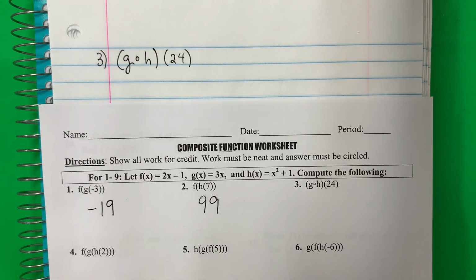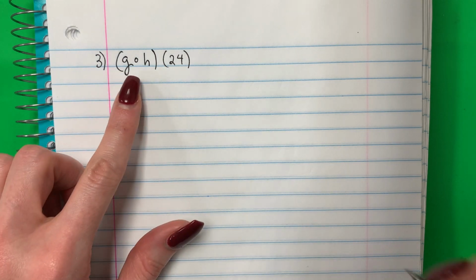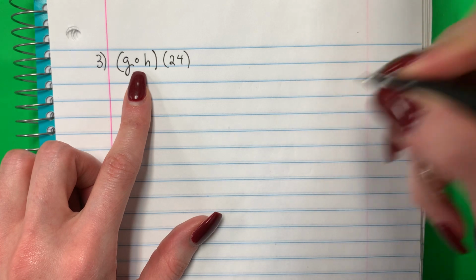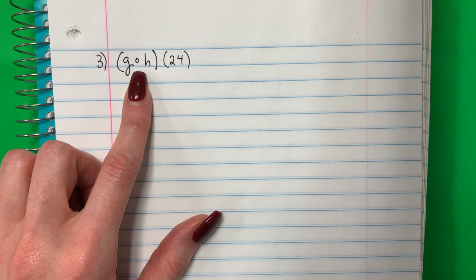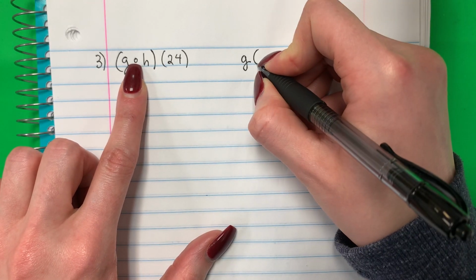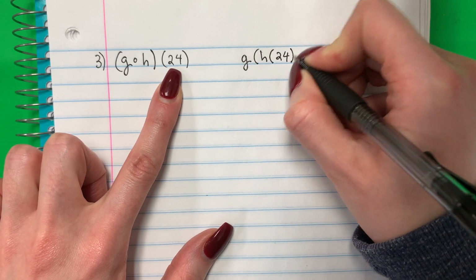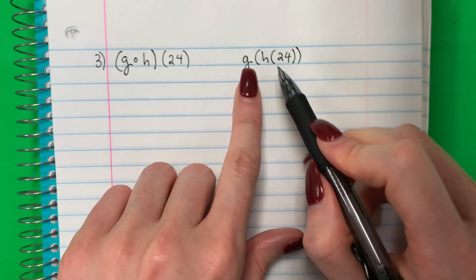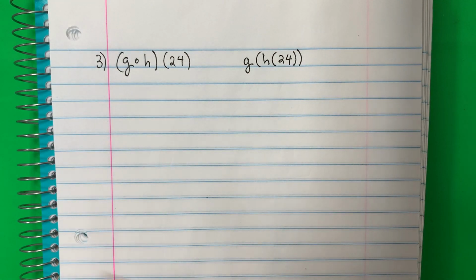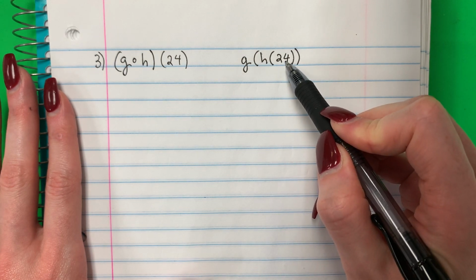Okay, so this looks a little different. Se mira un poquito diferente. But let me show you. This is actually the same thing. Es la misma cosa. So I'm going to rewrite it. Voy a escribir como antes. I'm going to write it like before. G, this is like a parenthesis. H, parenthesis, 24. And then the double parenthesis, right? Two open, two closed. Dos abiertos, dos cerrados. Okay, so this is G of H of 24.